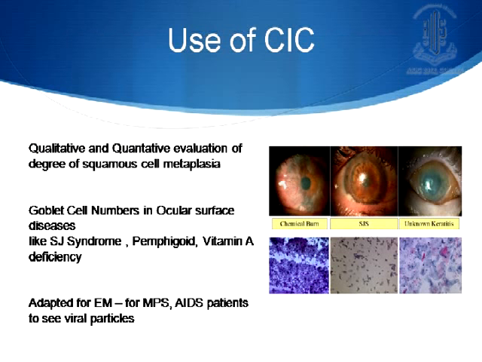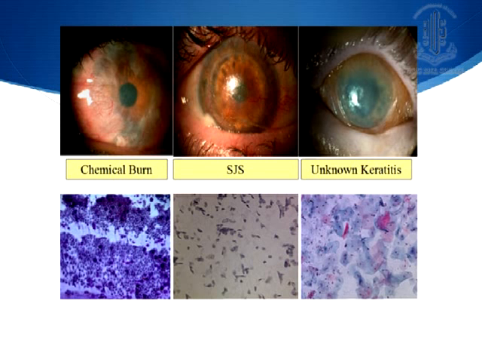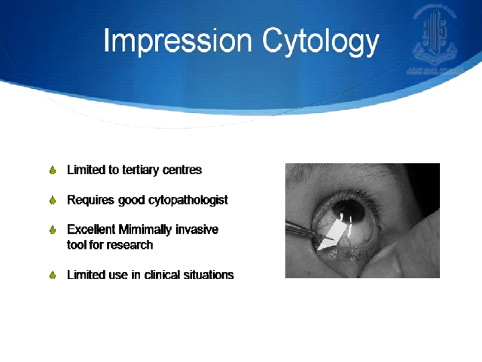And it has been very useful in research to understand various chemical burns, what it looks like in Stevens-Johnson syndrome, what the cells consist of, and sometimes even evaluating unknown keratitis. But basically, it has its limitation because you need a good cytopathologist, a good pathology lab, and so clinically it has its limitation in your clinic to be able to use it.